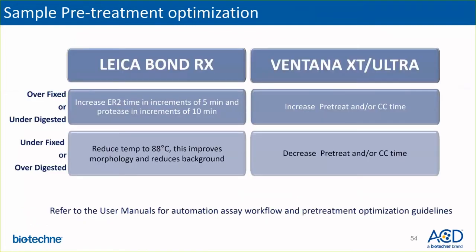Optimization on the automated platform is similar to manual assays. On the automation platform, you would change the epitope retrieval time and temperature as well as time spent with the protease.